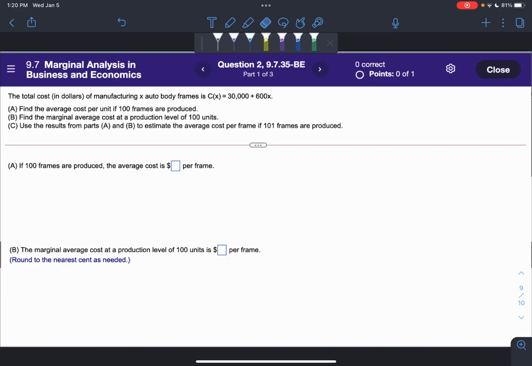So we have another cost function right here, and we want to find the average cost now if we have 100 frames produced. So let's first find the average cost function. Remember, that's just taking the cost function and dividing by x. So I have 30,000 plus 600x over x, which gives me 30,000 over x plus 600.